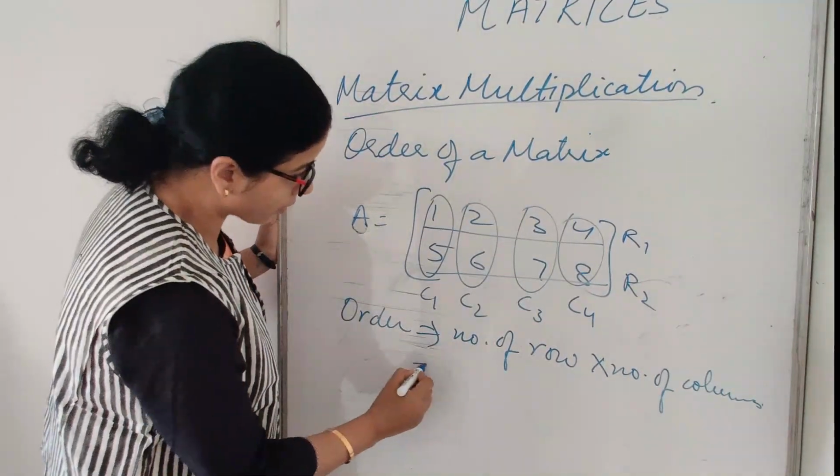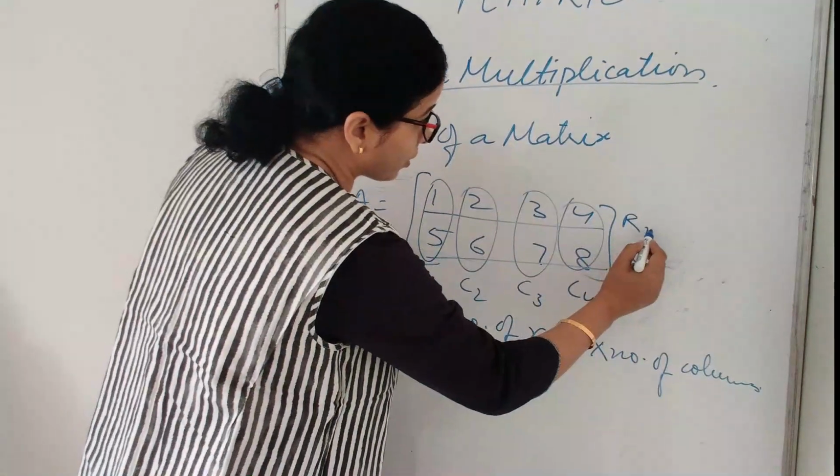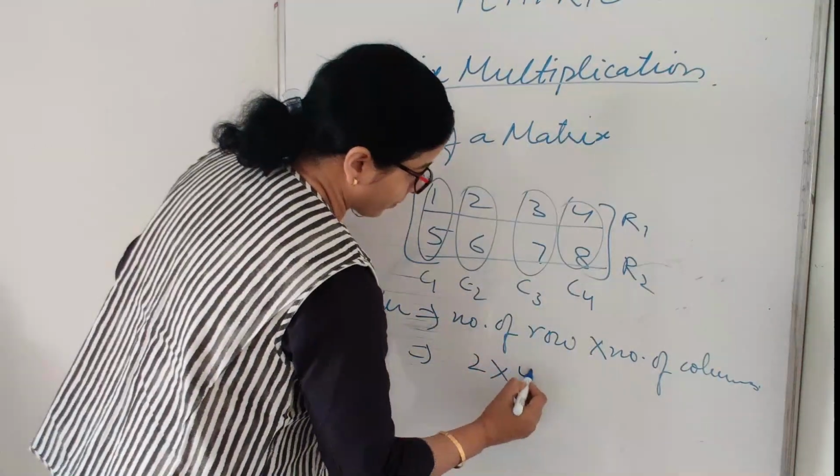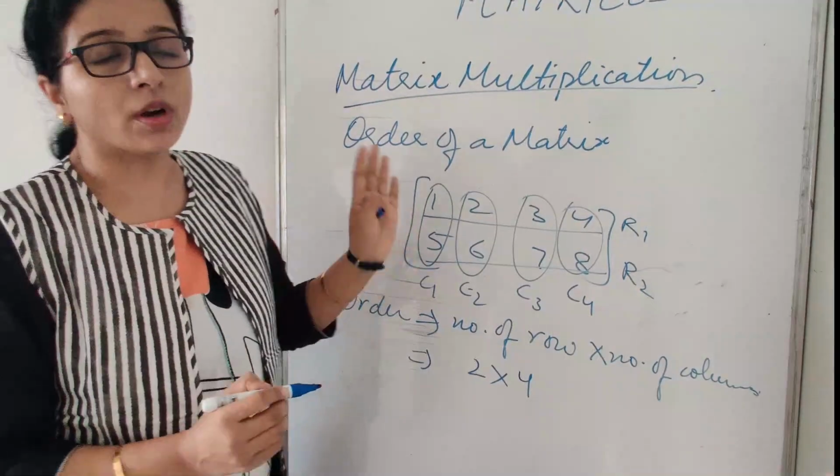So what will be the order of the matrix? Rows into columns. How many rows? 1, 2. And what is the number of columns? 1, 2, 3, 4. So this is about the order of the matrix.